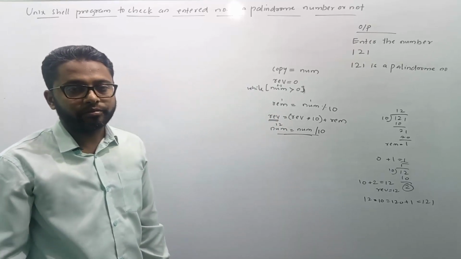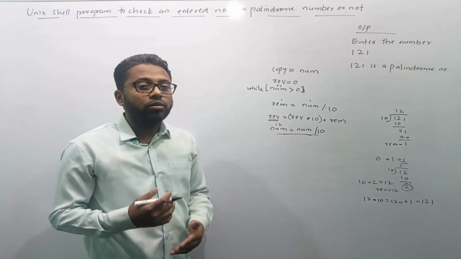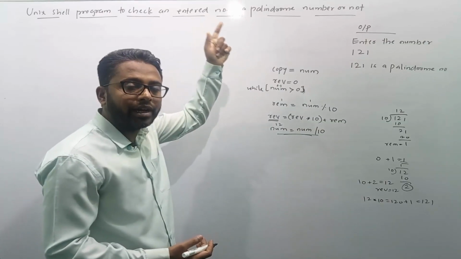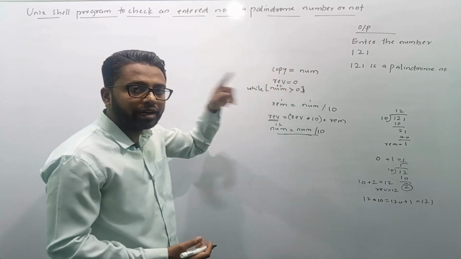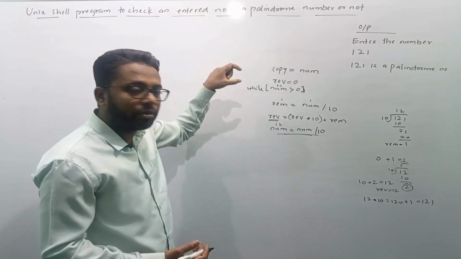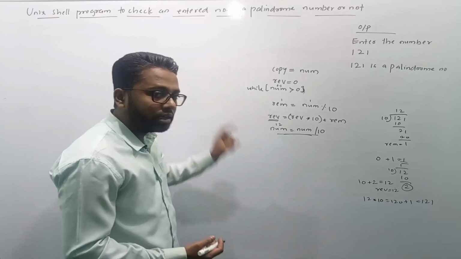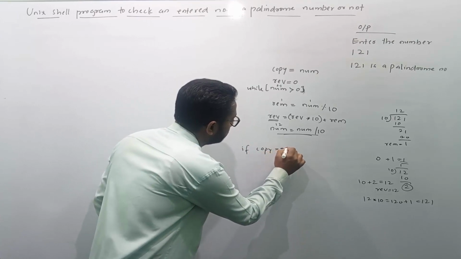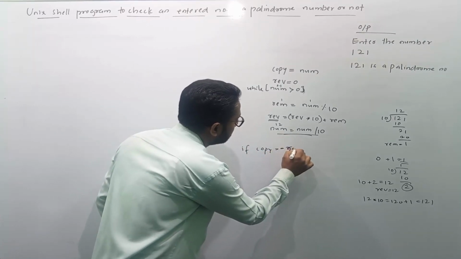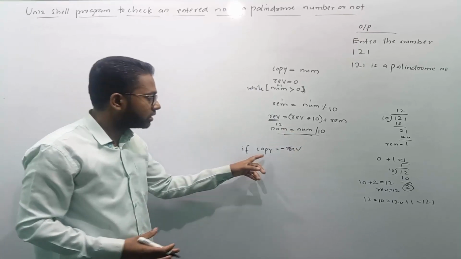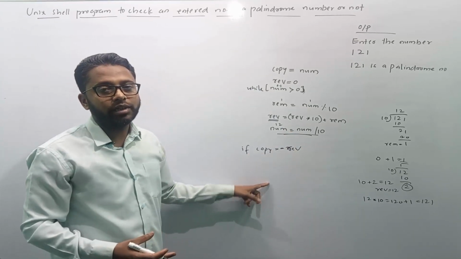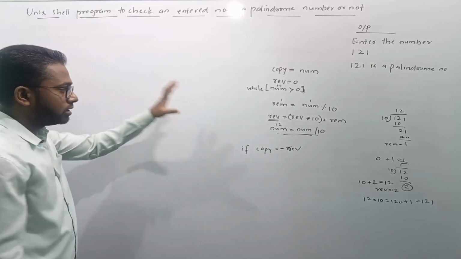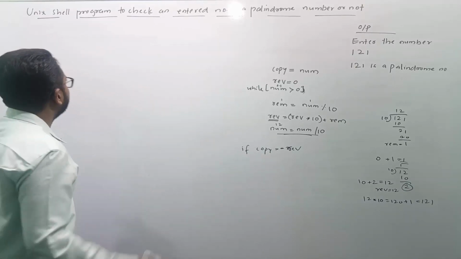Okay, now our work is to compare the value of reverse with the value of copy. At the very beginning we had a copy of num in the copy variable, right? Now we need to take that copy and compare it with the reverse. If copy is equal to reverse, if both of these numbers match, then you can display that this number is a palindrome number, otherwise it is not a palindrome number. Okay, so I will consider this logic to write the shell program.